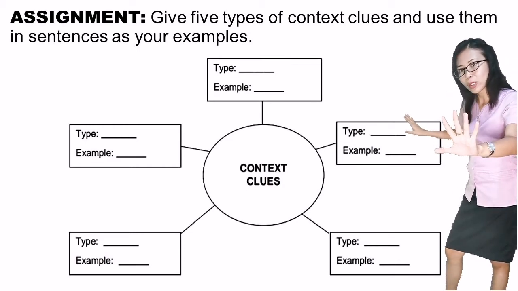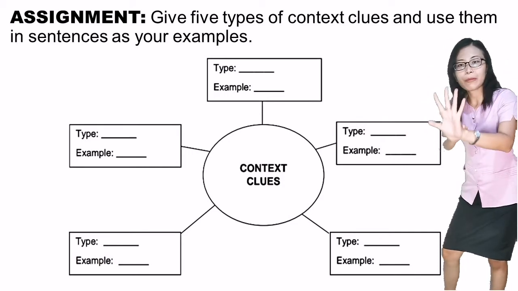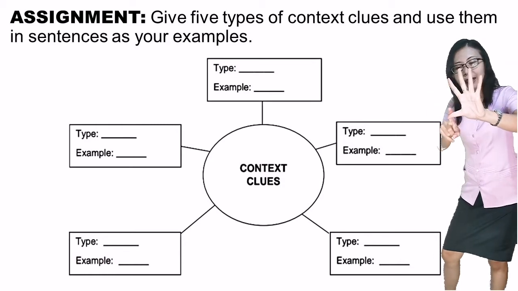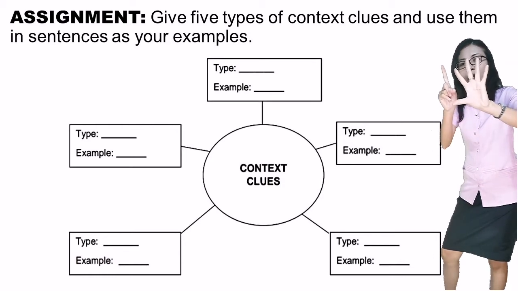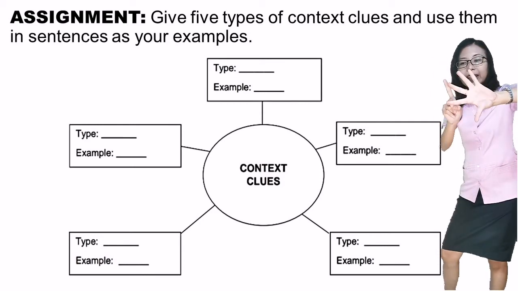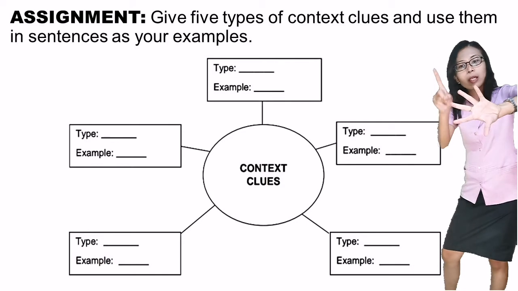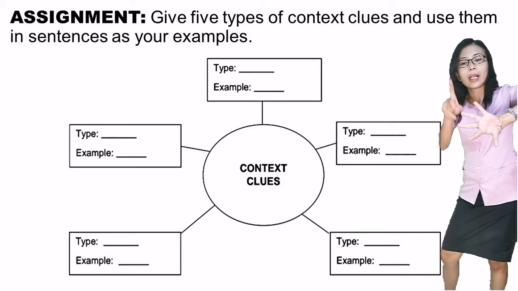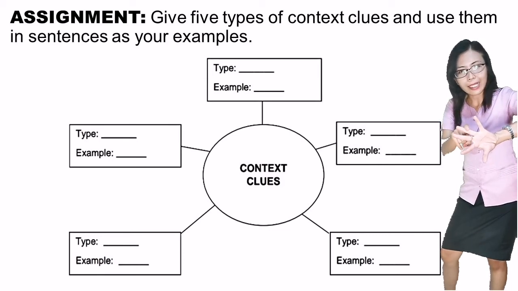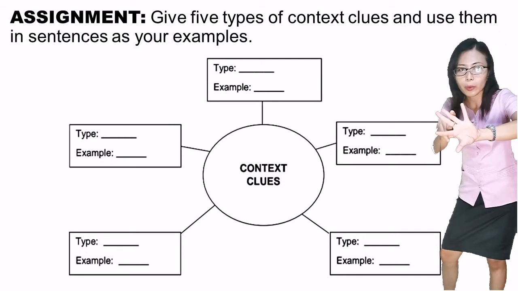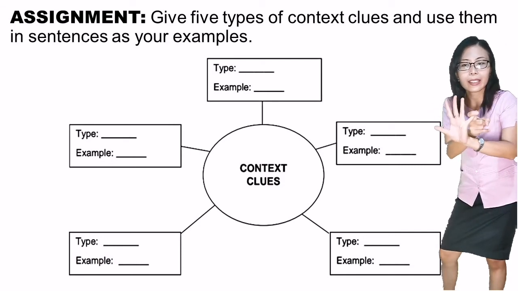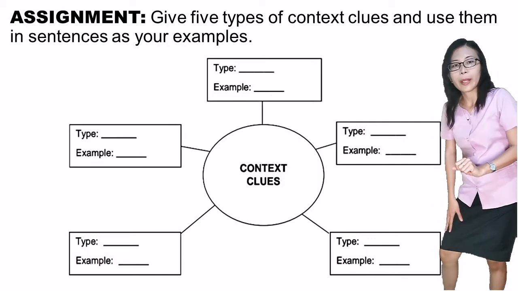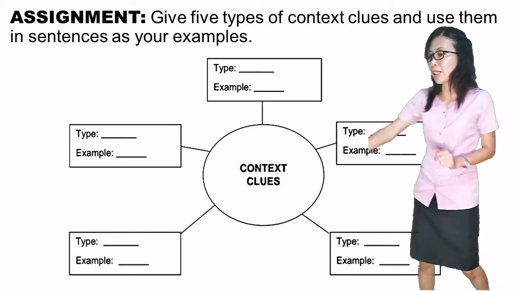5 types of context clue, and for each type of context clue give at least 1 example sentence. For example, one sentence for antonym clue, another sentence for synonym clue, another sentence for experience clue, also a sentence for tone or mood clue, and another sentence for cause and effect clue. Just give me 5 with examples each. That's it.